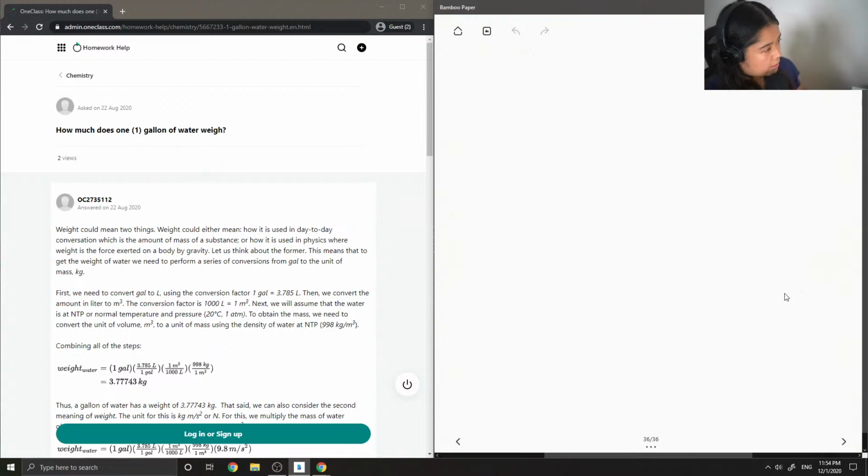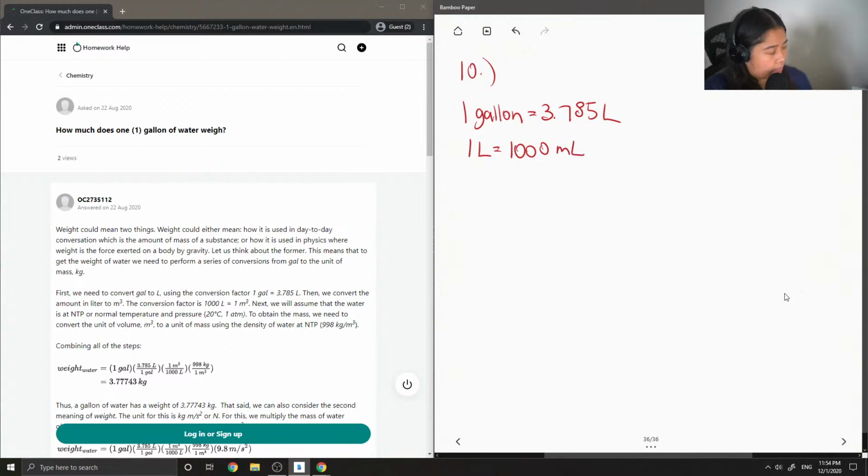Okay, so question 10 just asks, how much does 1 gallon of water weigh? Okay, so first let's recall that 1 gallon is equal to 3.785 liters, and 1 liter is equal to 1,000 milliliters. If we say the density of water is 1 gram per milliliter, then we can convert gallons to grams.